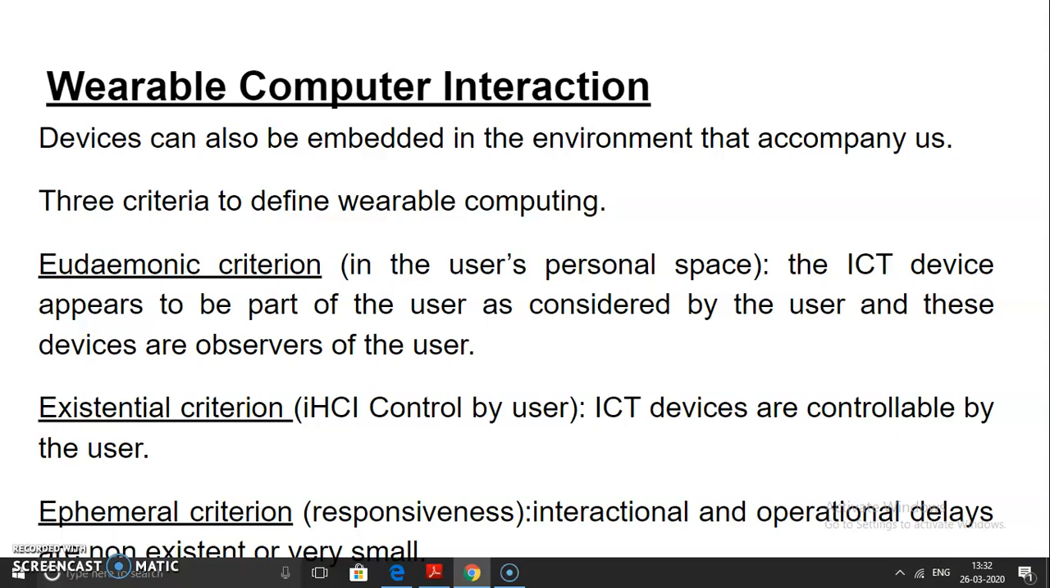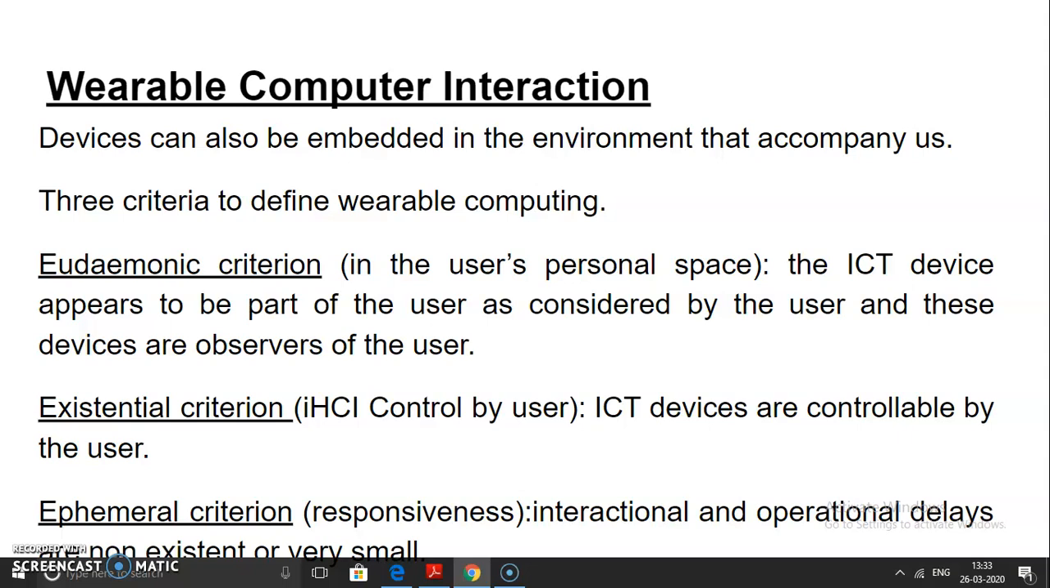Second thing is the existential criteria. With respect to this criteria, user can dominate or control these devices. These devices will be with the user 24/7. These devices will act as an observer for the user, and will record the physical, behavioral and other aspects of the user. But if the user wants to stop the recording, or wants to reconfigure these devices, then the user can. This criteria is called existential criteria.